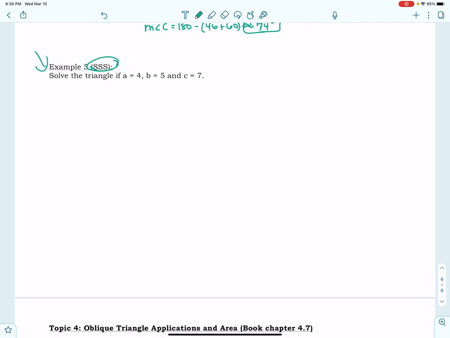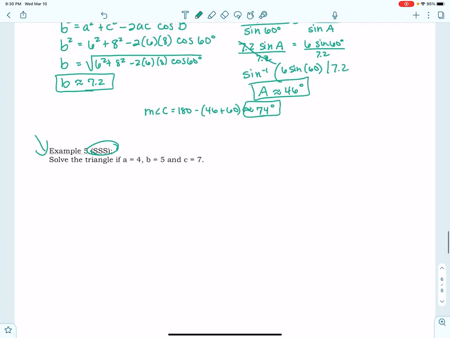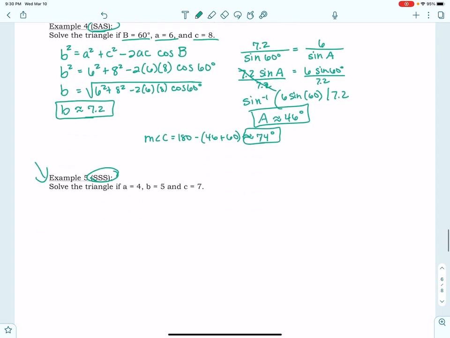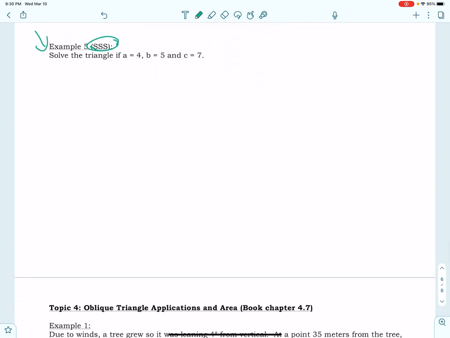All right, so let's look at my next example here. This is a side-side-side situation. So since we don't have any angles, we have to use one of these so that we're setting up to find one of the angle measures. So it does not matter where you start with this. You can start with A, B, or C. It does not matter at all. So I'm just going to go ahead and start with A squared. So it would look like this. All right, and I've got A here, and B, and C.